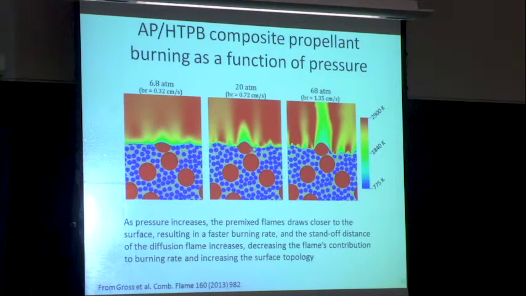As I go to higher and higher pressures, you can see the pre-mixed flame starts moving closer to the surface because it's pressure dependent. And as I get closer to the large AP crystals, the diffusion flame starts to get longer. If I go to even higher pressure, the pre-mixed flame moves closer to the surface, and now the diffusion flame is moving further and further away from the surface. So what I see as a function of pressure is that it's the pre-mixed flame portion that's really driving the acceleration of the rate. The diffusion flames really don't contribute much. All they end up doing is change the topology of the surface, and that one has to deal with.